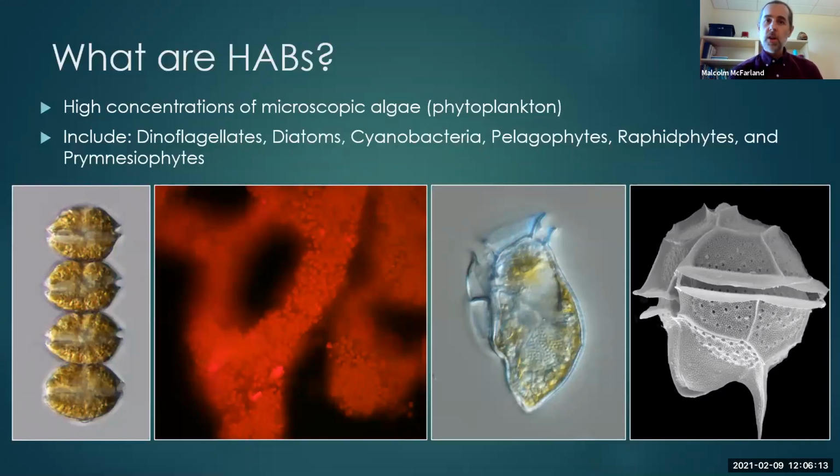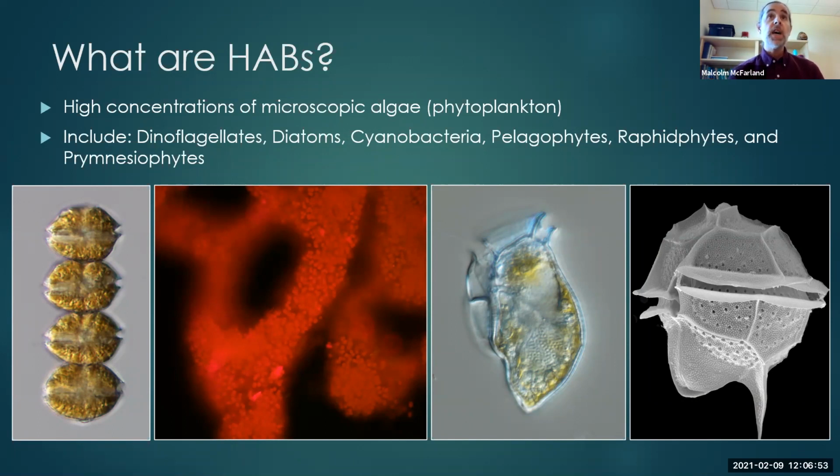So to start off, so we're all on the same page here, what are harmful algal blooms, or HABs? Basically, these are very high concentrations of microscopic algae, also called phytoplankton. And these actually include a really wide, diverse array of different kinds of organisms. They're generally very small and microscopic, so you can't usually see the individual cells with your naked eye, but they can be extremely abundant in natural water bodies, both freshwater and saltwater.